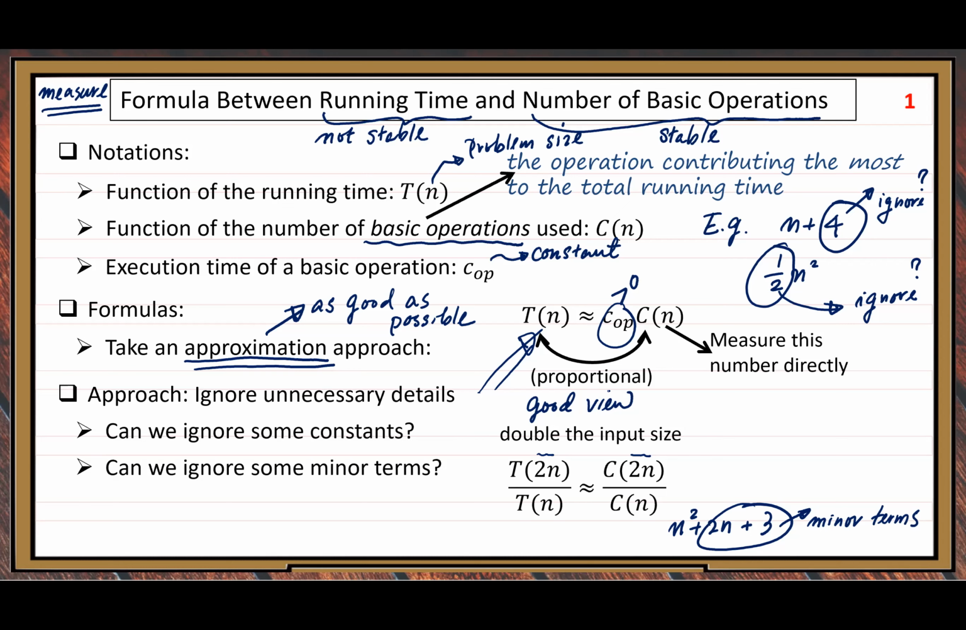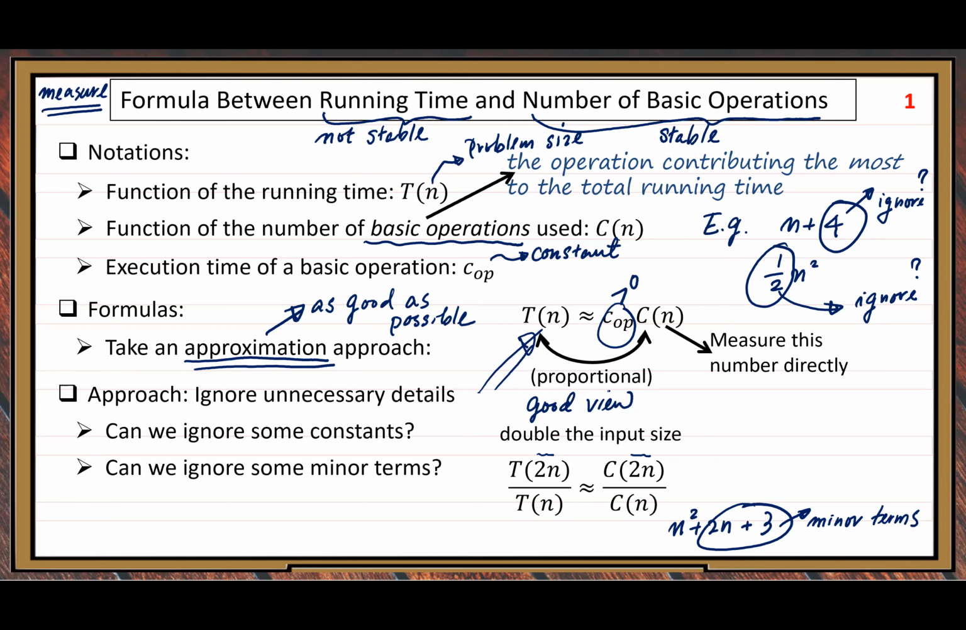From another angle, this ratio can tell us some useful information: how fast your algorithm's measure function increases when you double the problem size. That is useful information to tell you how fast your measure function increases.